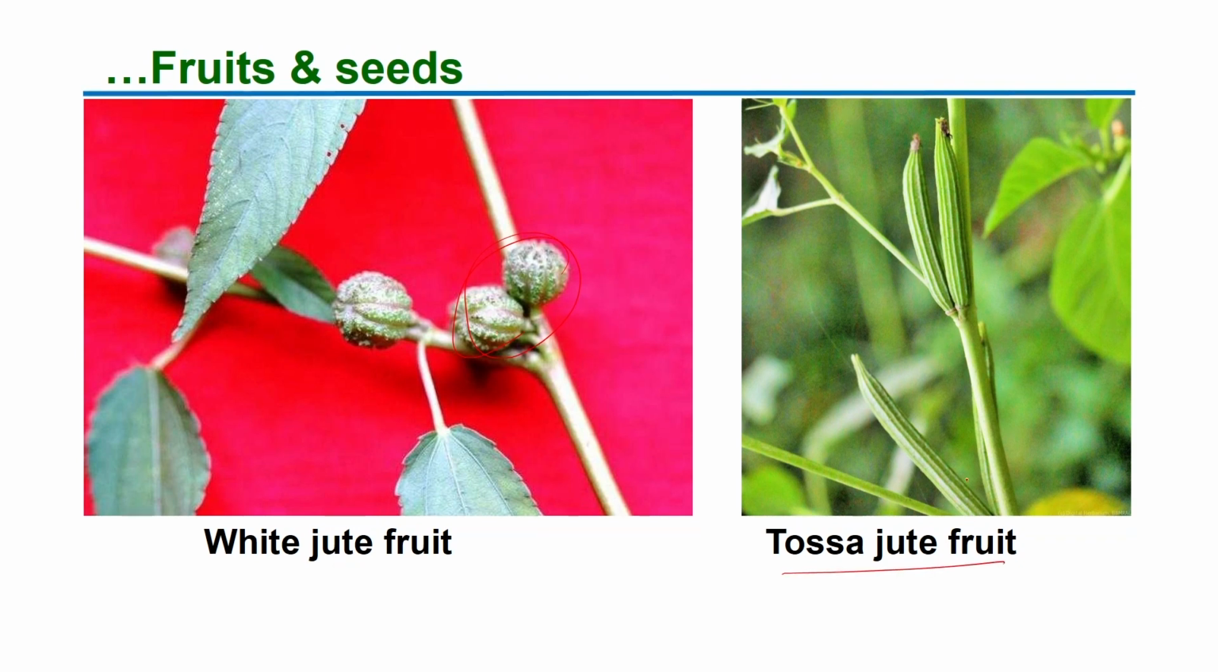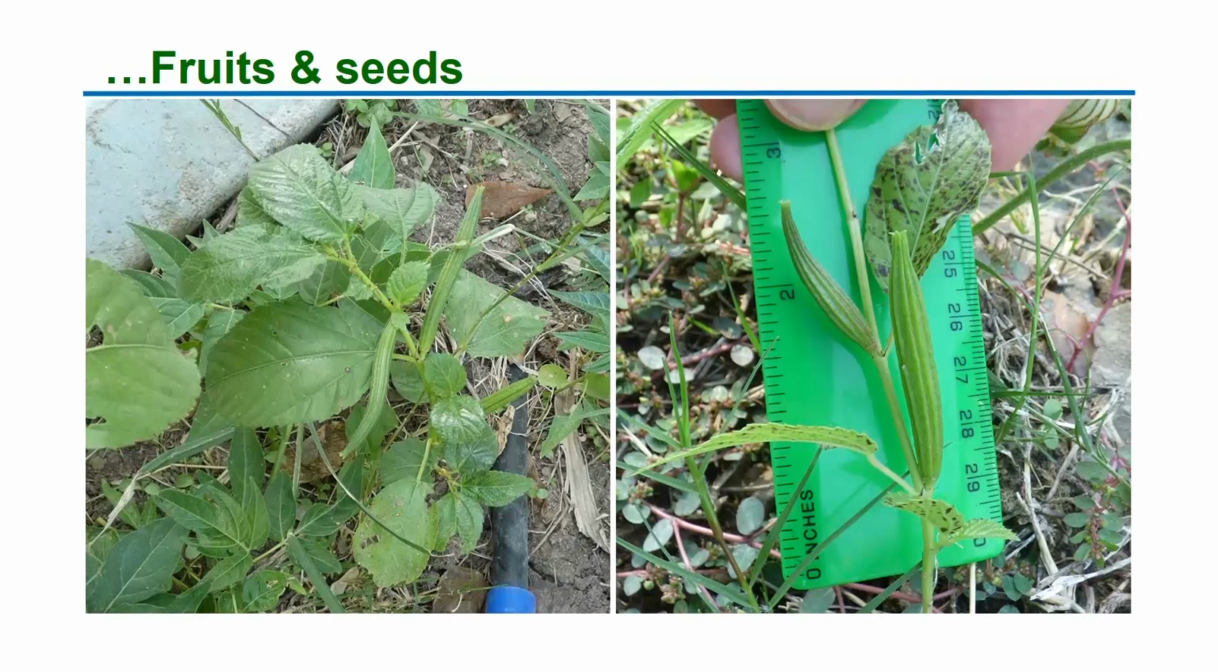Now you can see that white jute Capsularis, the pods are round, but here you can see they look like a capsule or long pod, their length is much higher than their breadth. So this is a quite distinguishable feature of Tosa jute and white jute. So on the right side you are seeing Tosa jute, Olitorius, and on the left side the white jute which is Capsularis.